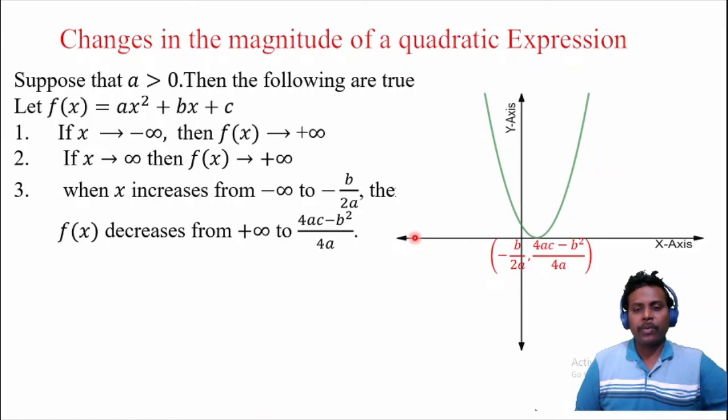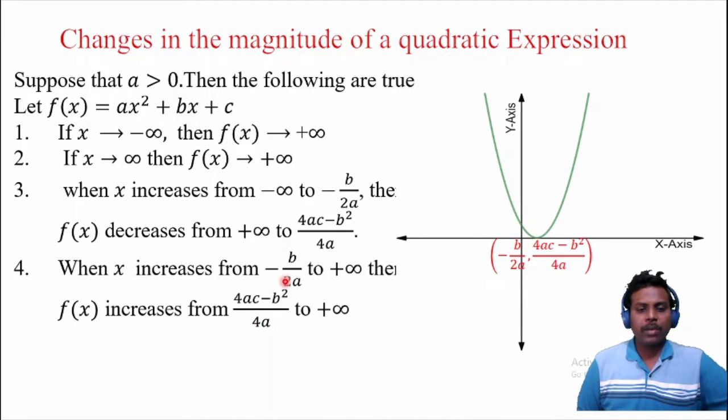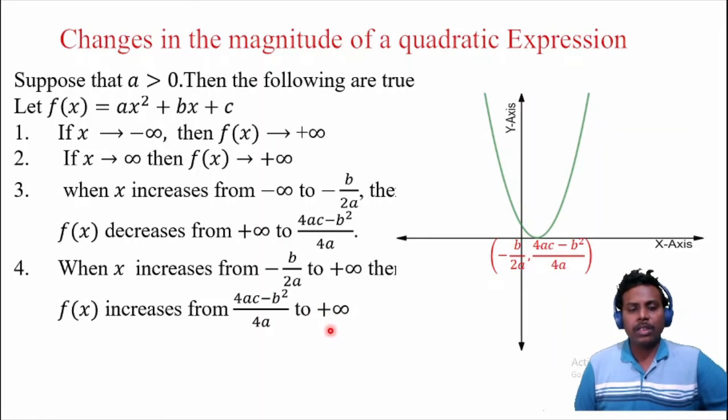So as we are approaching minus b by 2a from the left side, that is from minus infinity to minus b by 2a, as the x value increases, the y value decreases from infinity and reaches 4ac minus b squared divided by 4a. Now from this point, if you move towards positive infinity, what happens? From minus b by 2a to positive infinity, f of x increases from 4ac minus b squared divided by 4a to infinity. So these are some observations when a is positive. Similar observations we are going to note down when a is negative.